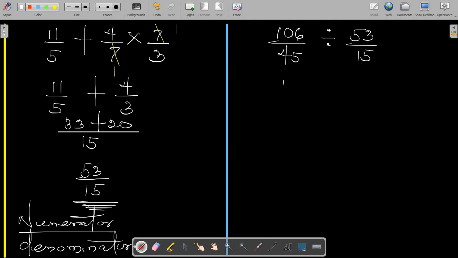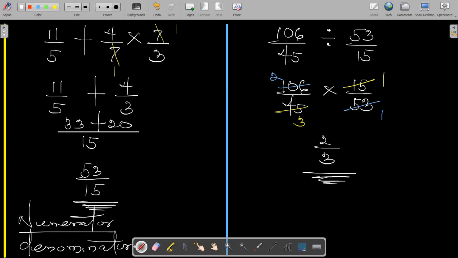So let's change the division sign. 106 over 45, times 15 all over 53. I noticed that 15 can divide 45 directly without leaving any remainder. 15 goes here 1, 15 goes in 45, we have 3. I also noticed that 53 can divide 106 directly. 53 goes here 1, 53 goes in 106, we have 2. So the result finally becomes 2 over 3. And that is the answer to that question.